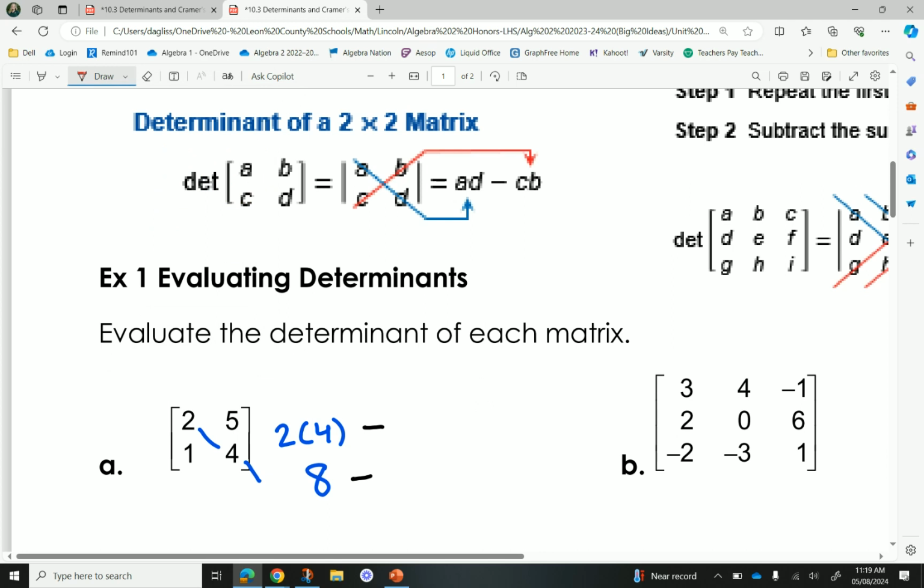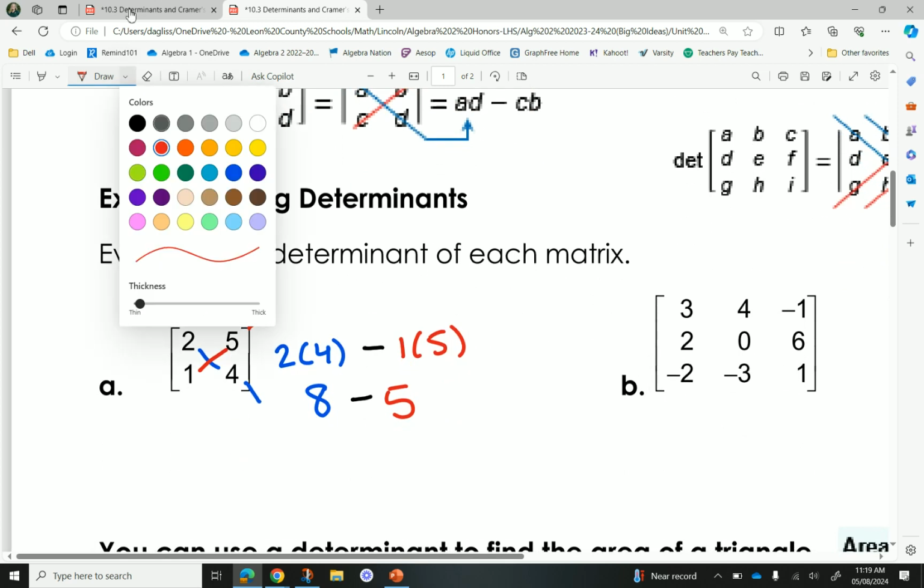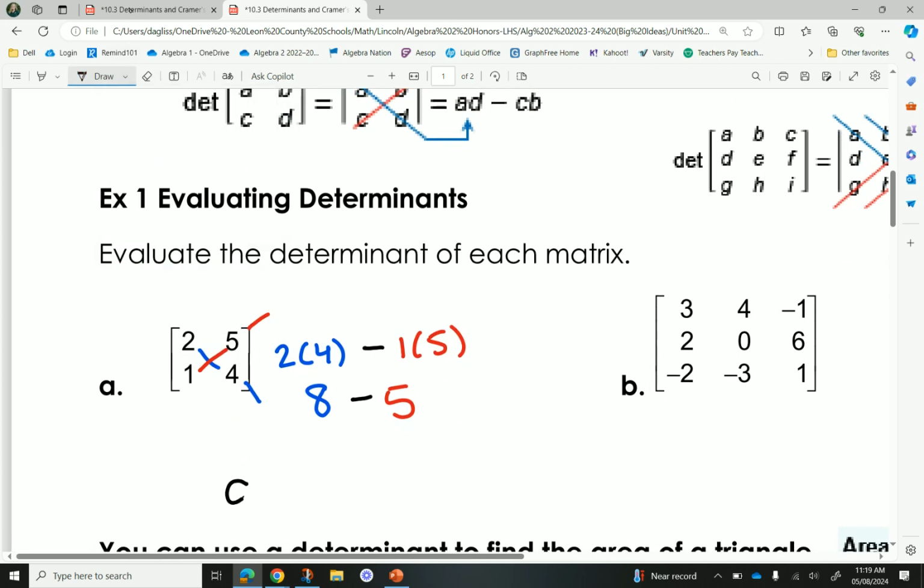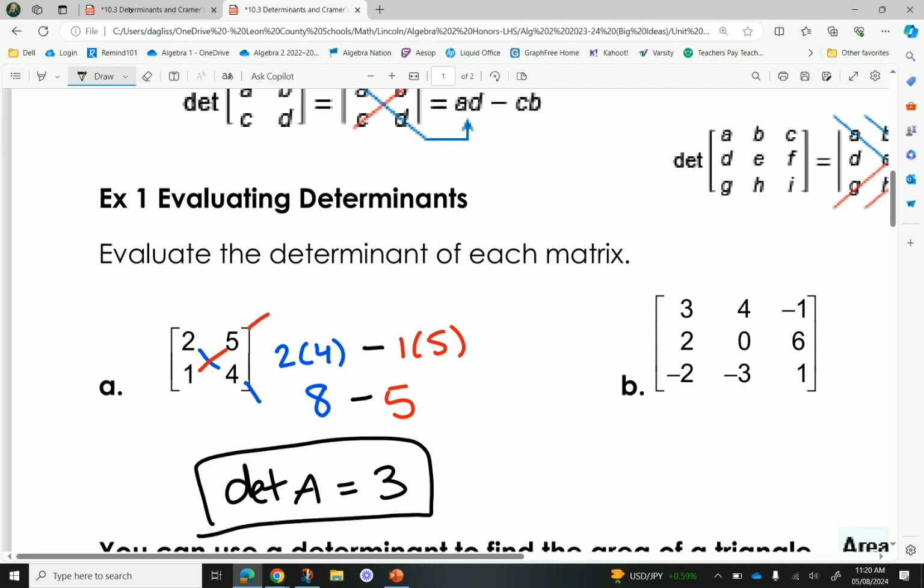And now my upward diagonal. We have 1 times 5, which is... There we go. So our determinant, I will call this A because it's example A. Our determinant of matrix A is 3. It will just be a nice little number like that.